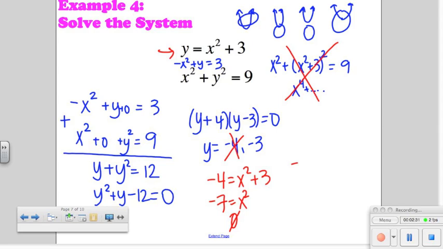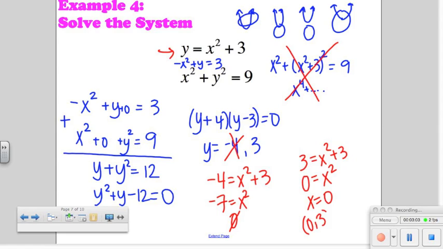If I do the same thing for the 3, I get 3 equals x squared plus 3. I'm sorry, this isn't a -3 over here. We go back for 1 second. It should be a +3, shouldn't it? When I use the zero product property. So I'm going to get +3 equals x squared plus 3. So 0 equals x squared. So x equals 0. So this one only crosses once, and it's at the point 0, 3.